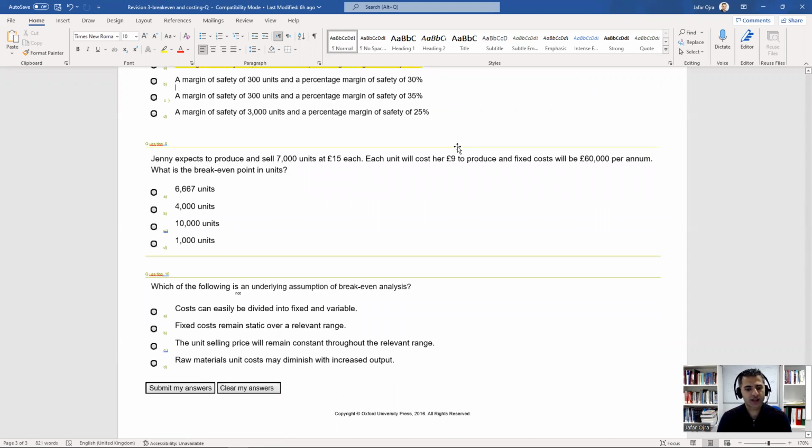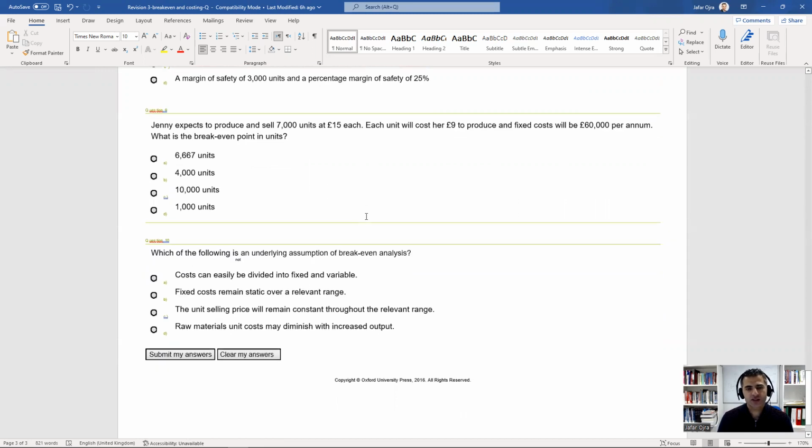So the question Jenny asked: you expect to produce and sell 7,000 units at 15 pounds each. Each unit will cost 9 pounds to produce. So that's a variable cost. And fixed cost will be 60,000 pounds per annum. What is the break-even point in units?